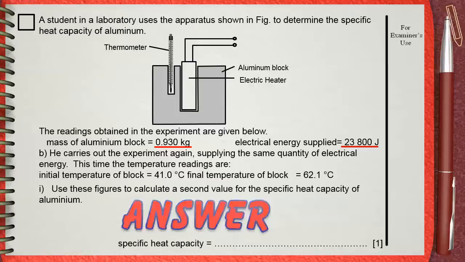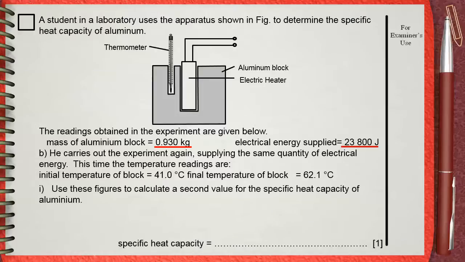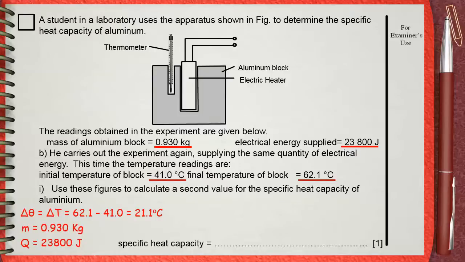We will do the same thing. The only thing that is different is the change in temperature. This time, the experiment was repeated at different temperatures. Our initial temperature now is 41.0 and the final temperature of the block is 62.1. Mass is the same, electric energy is the same. So now delta theta or delta T will be 21.1 degrees Celsius. This is different from before. Mass is the same, Q is the same, and he wants you to calculate another C.